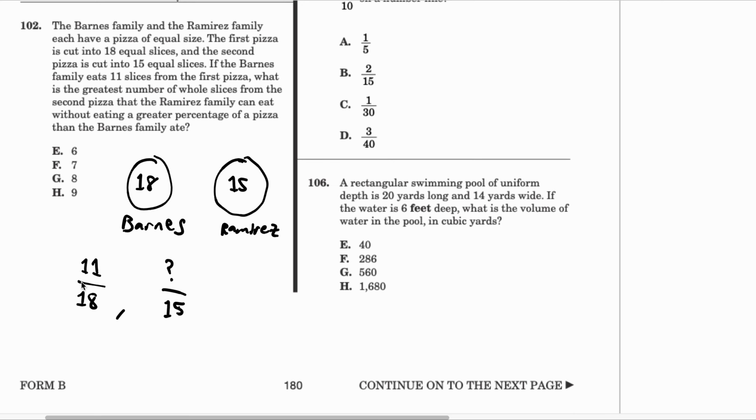So basically 11 over 18 needs to be greater than this question mark over 15, right? Because this question mark needs to be as big as possible without making the fraction greater than 11 over 18. That's basically what this word problem is saying, right? Because if Ramirez eats too many slices, then they're going to have a greater percentage of pizza than the Barnes family. So anyway, this is our inequality. And now we need to solve for our question mark, which is the number of slices that the Ramirez family eats. So to do that, I'm going to multiply both sides by 15.